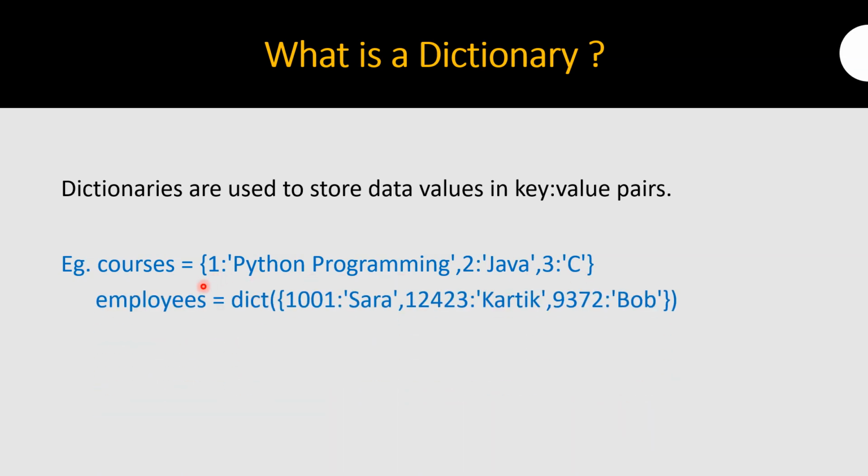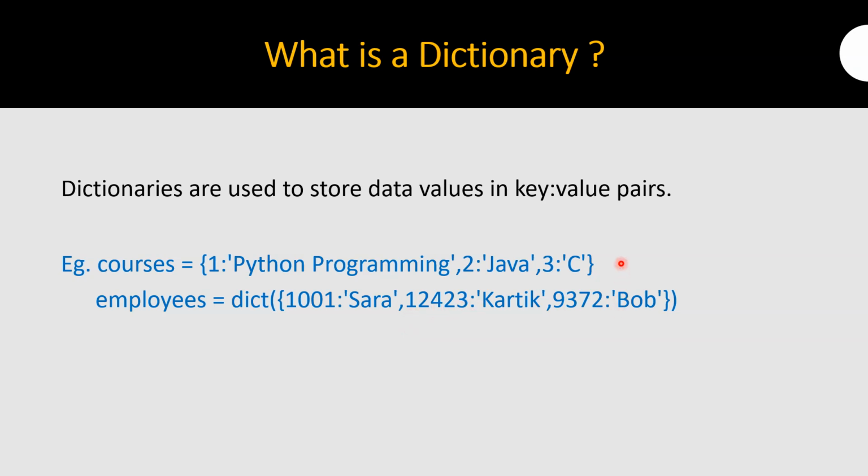Second method to create a dictionary is with the help of a function. So we can use this function dict. So here I'm storing the employees with the detail ID of the employee and the name of the employee. Again separated by a comma, ID colon and name. This is a key and this is a value. Here you can see the separator is a colon and this is a key value pair, and the key value pair is separated by a comma.